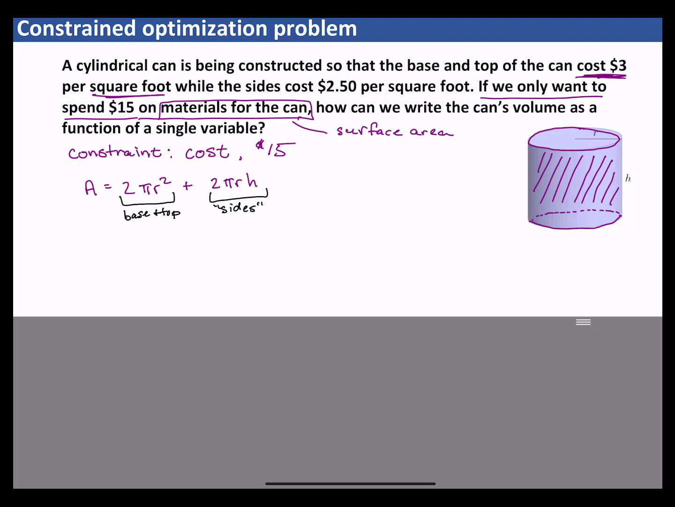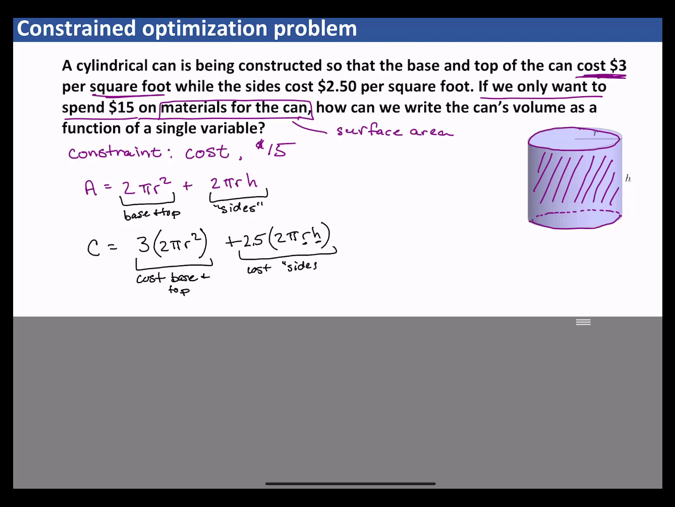And that's going to be relevant because the cost for the base and the top is $3 per square foot, so 2 pi r squared would give us the amount of square feet, and it's $3 per square foot, so we would multiply that together to get the cost of the base and the top. And then the sides cost $2.50 per square foot. 2 pi r h, r and h would give us the square feet, and that's $2.50 per square foot. So that would be the cost of the sides.